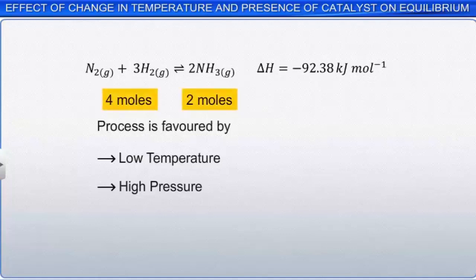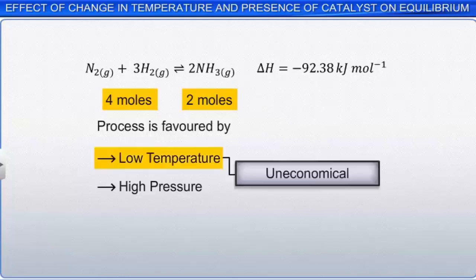However, the conditions cannot be maintained because at low temperature, the reaction is so slow that it makes the process uneconomical. High pressure gives a high yield of ammonia, but the higher the pressure, the greater is the cost and maintenance of the equipment.